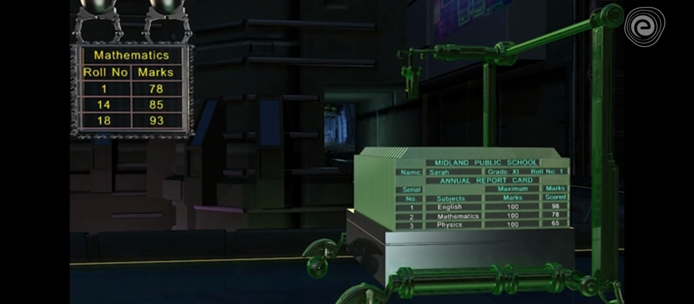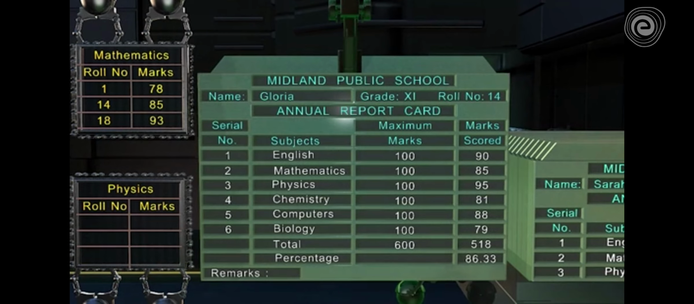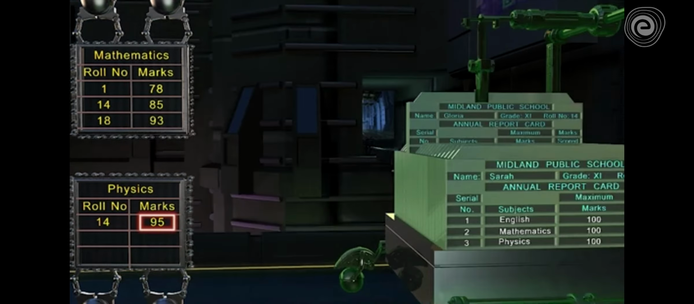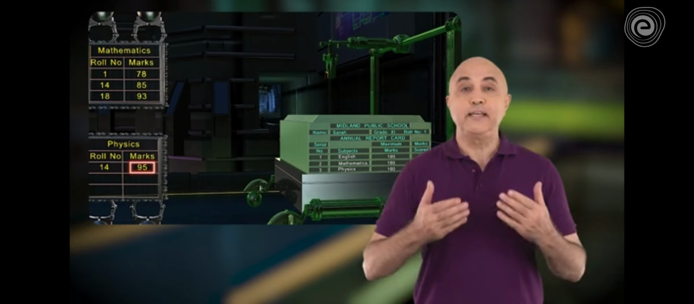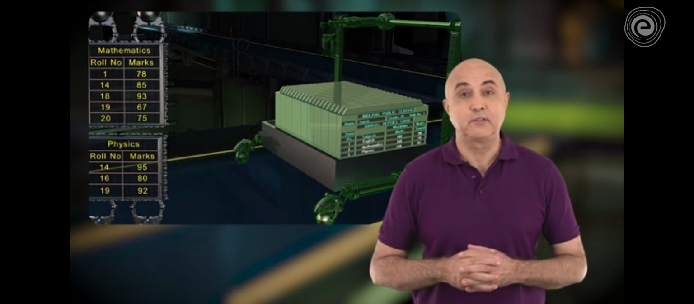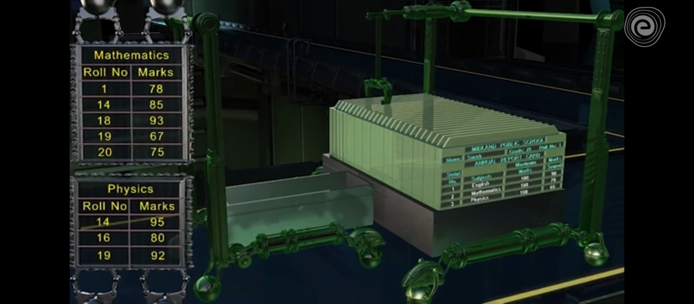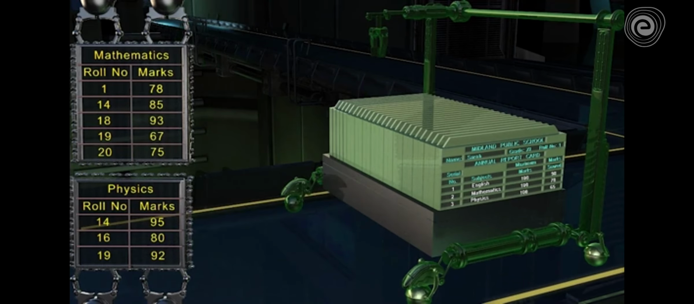Now he starts to look for the highest marks in physics. The teacher repeats the procedure and gets to know that roll number 14 got the highest score, which is 95 in physics. Seeing this, we realize that the greater the data, the harder and more time-consuming it gets to sort out the required information. The teacher has to repeat the same exercise for different subjects.